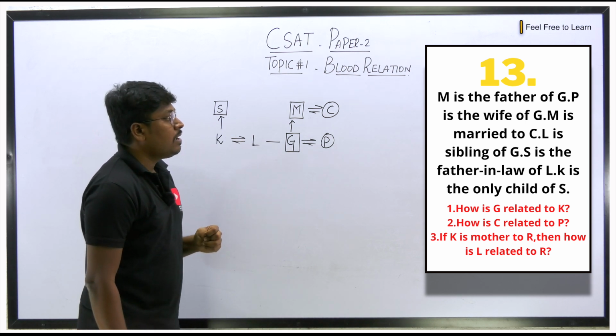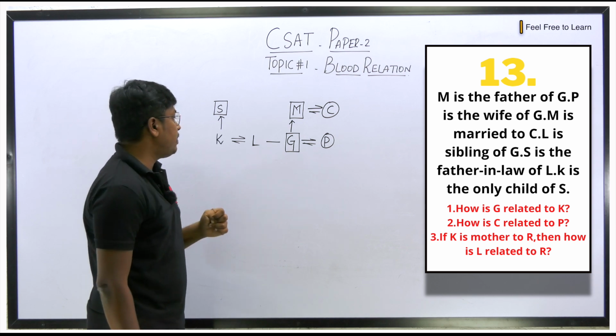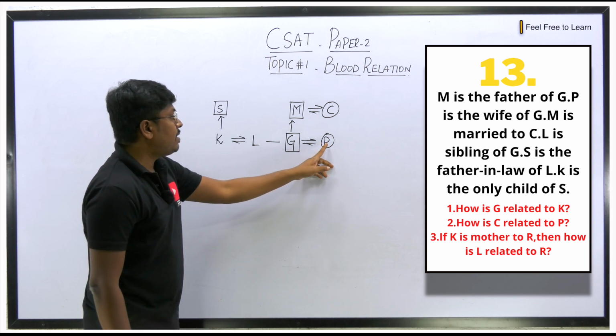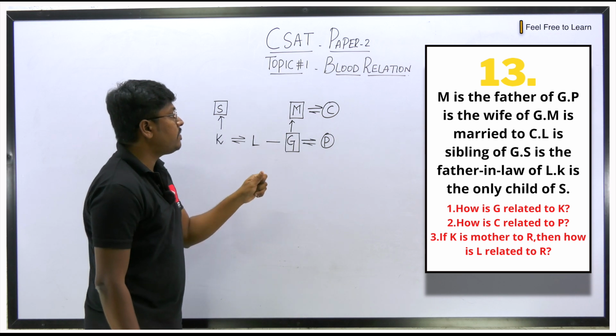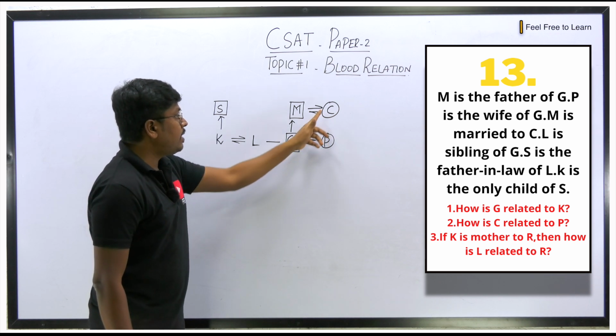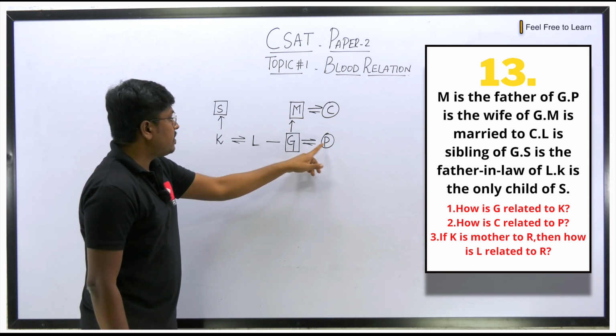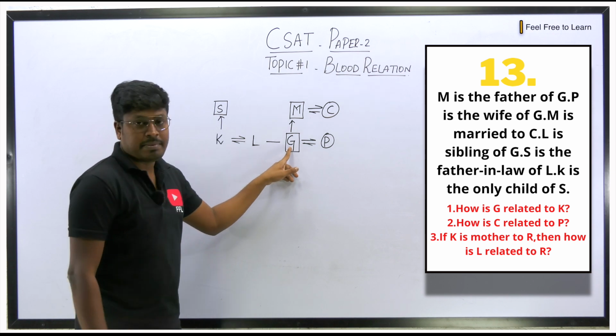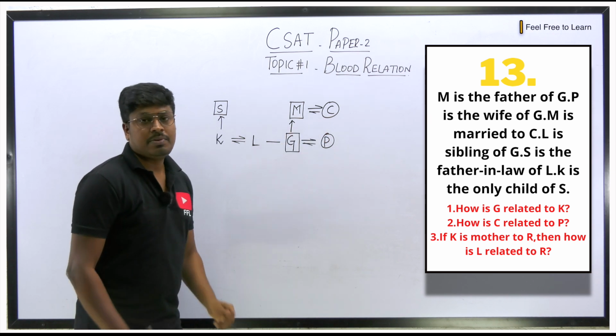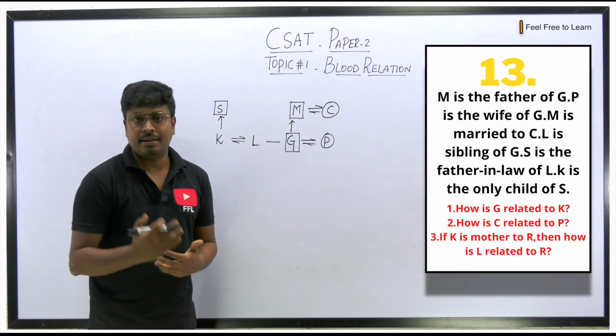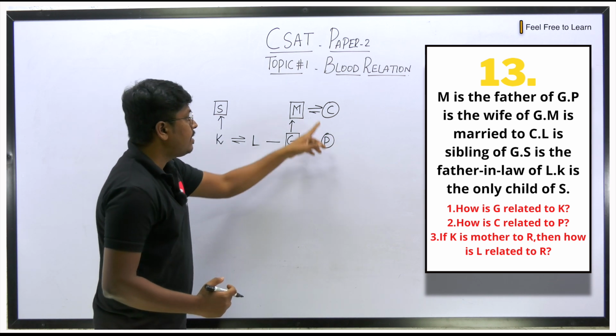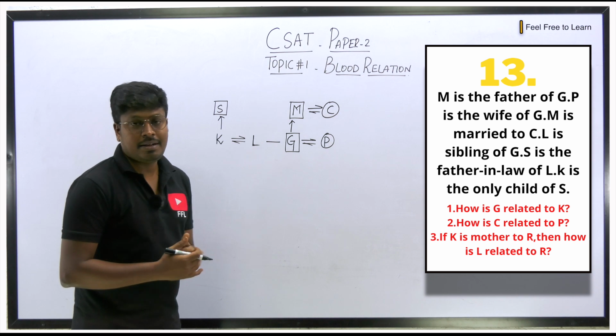So next question, how C is related to P. From P, our target is to find what is the relation of C. From P, G is the husband. So husband's mother is C. Husband's mother should be called mother-in-law. So we can say that from P, the relation of C will be mother-in-law.